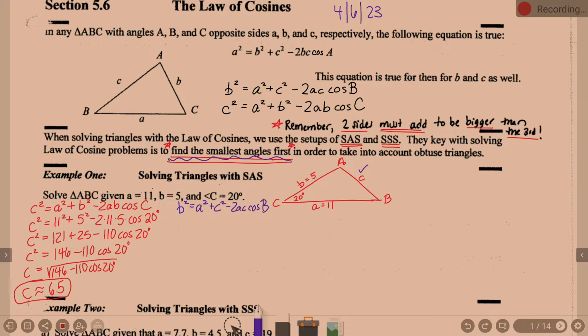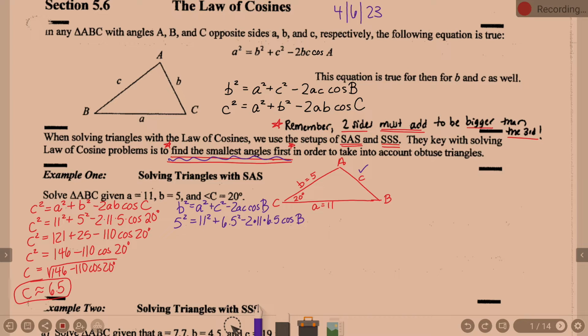So if I start filling in my information, b squared, 5 squared, equals 11 squared plus 6.5 squared minus 2 times 11 times 6.5 times cosine of b. This is the one where the solving is going to be a little bit more involved, so make sure you know your steps. The first one we did, you could pretty much just enter in the calculator from the beginning. On this one, we have to be careful with our steps.